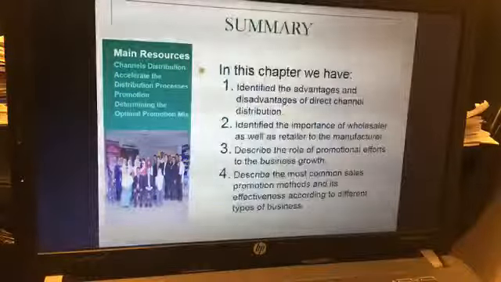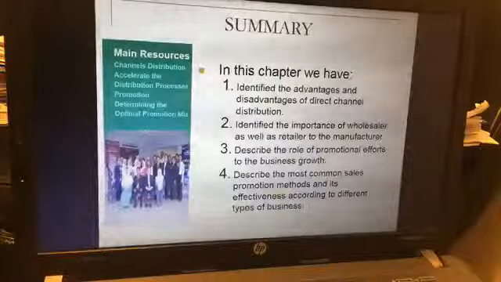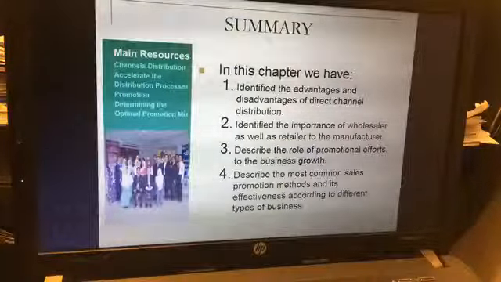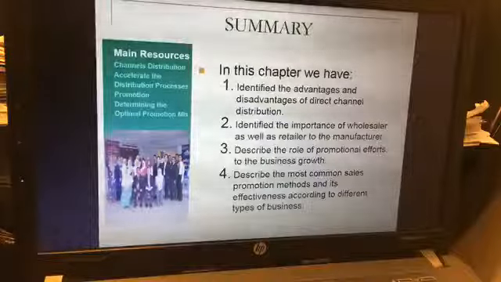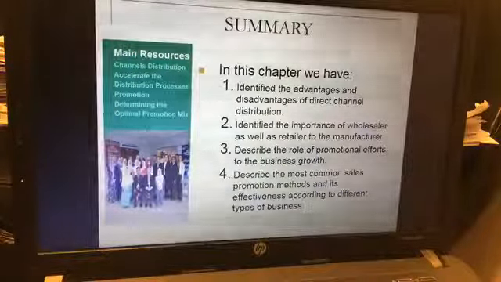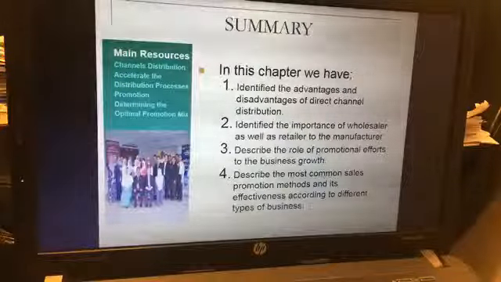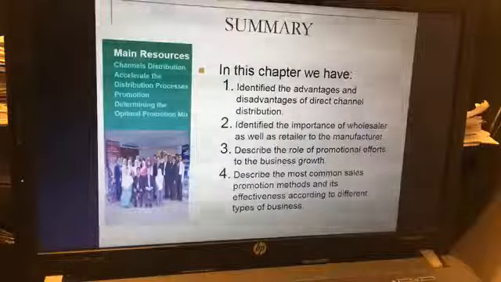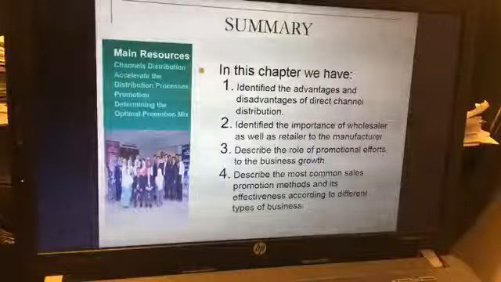So in this summary, we have covered the advantages and disadvantages of direct channel distribution. Number 2, to identify the importance of wholesalers as well as retailers to the manufacturer. Number 3, to describe the role of promotion effort in business growth. And number 4, to describe the most common sales promotion methods and their effectiveness according to the different types of business. So with that, we have finished chapter 14.